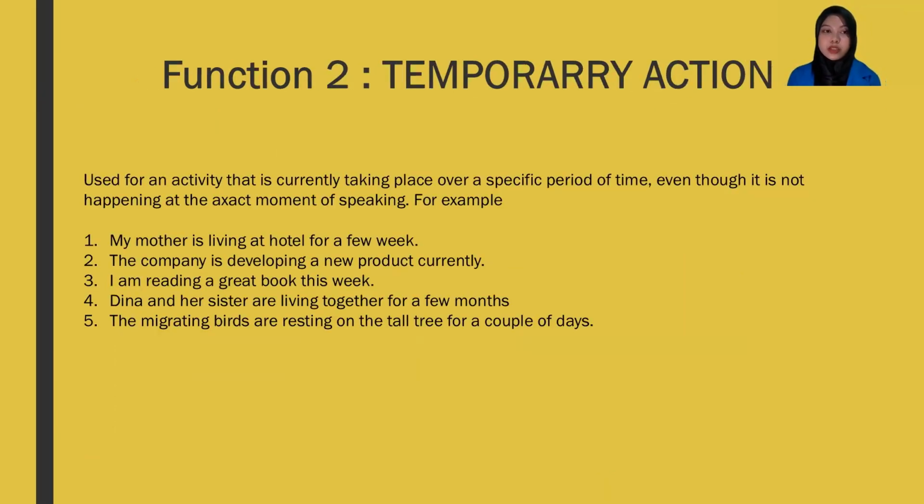Function 2, temporary action. Used for an activity that is currently taking place over a specific period of time, even though it is not happening at the exact moment of speaking. For example, my mother is living at a hotel for a few weeks. The company is developing a new product currently. I am reading a great book this week. Tina and her sister are living together for a few months. The migrating birds are resting on the tall tree for a couple of days.